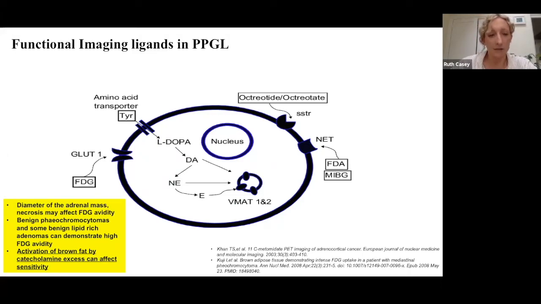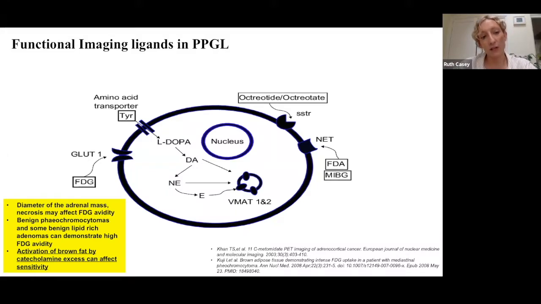And again, the sensitivity will also be affected by tumor necrosis. Really important to note that we know that there will be FDG uptake in some benign lipid-rich adenomas, particularly those that are cortisol secreting. We also know that we should expect to see FDG avidity in benign pheochromocytomas. So that means that FDG PET CT may not be helpful in differentiating a pheochromocytoma from a benign lipid-rich adenoma, from an adrenocortical carcinoma, from an adrenal metastasis.